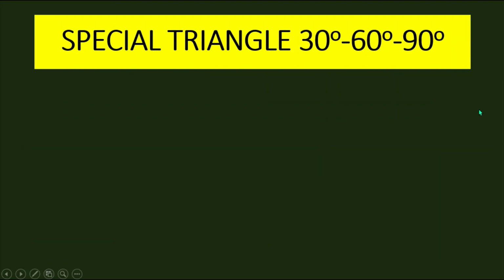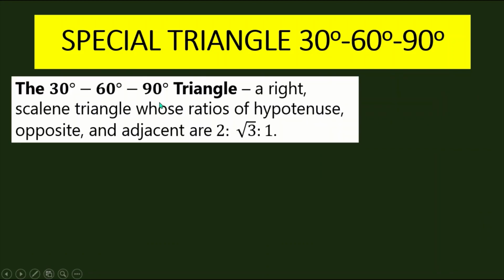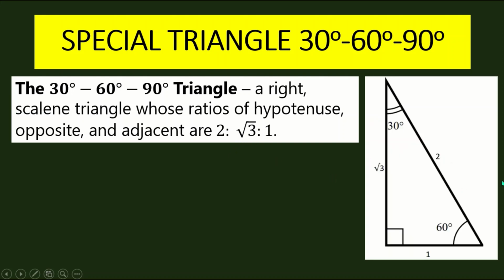The 30, 60, 90 degrees triangle, that is a right scalene triangle. When we say scalene triangle, yung sides ng ating triangle na yon ay iba-iba. Whose ratios of hypotenuse, opposite, and adjacent are 2, square root of 3, and 1. Okay? So, as you can see dito sa ating figure, kapag meron tayong angle na 60 degrees, ang katapat niya is square root of 3. Ang katapat ng 90 degrees, that is 2. Okay, and then katapat ng ating 30 degrees, that is 1.